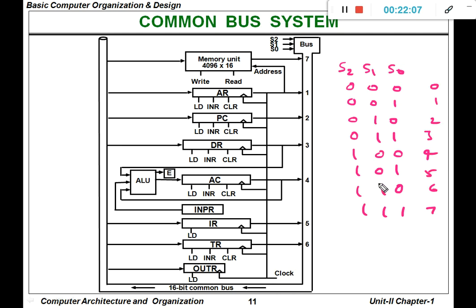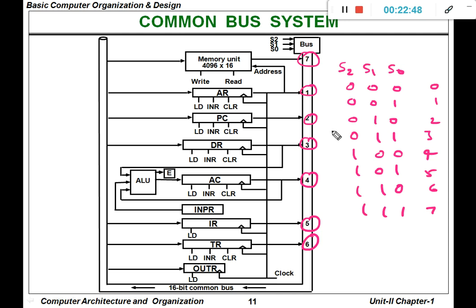Okay. So now in the diagram you can observe that there are actually 7 different operations available. What are the 7 different operations? This is the first operation, second, third, fourth, fifth, sixth, and seventh. So based on the selection inputs, we can have 7 different operations to be performed.